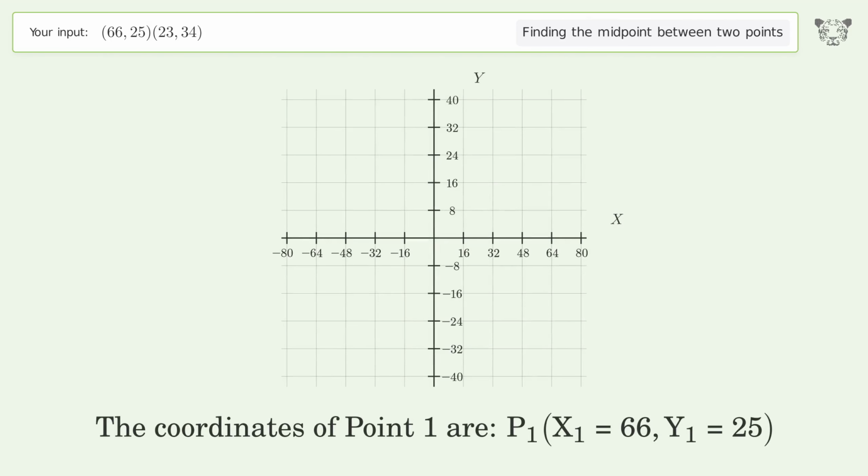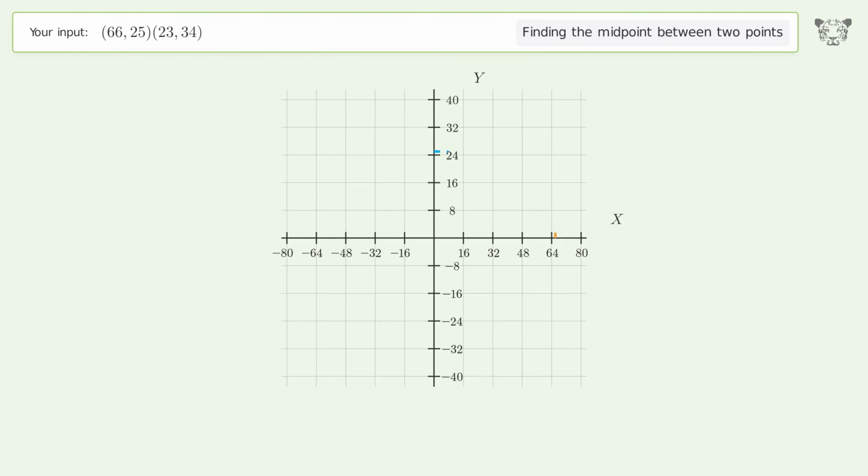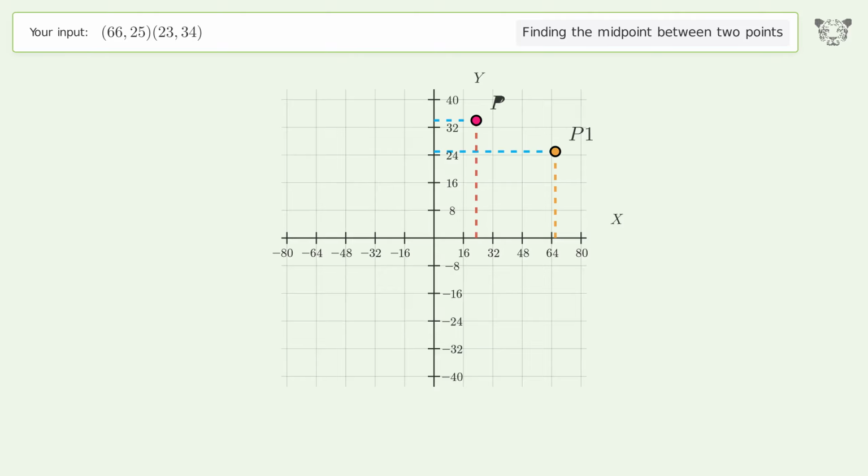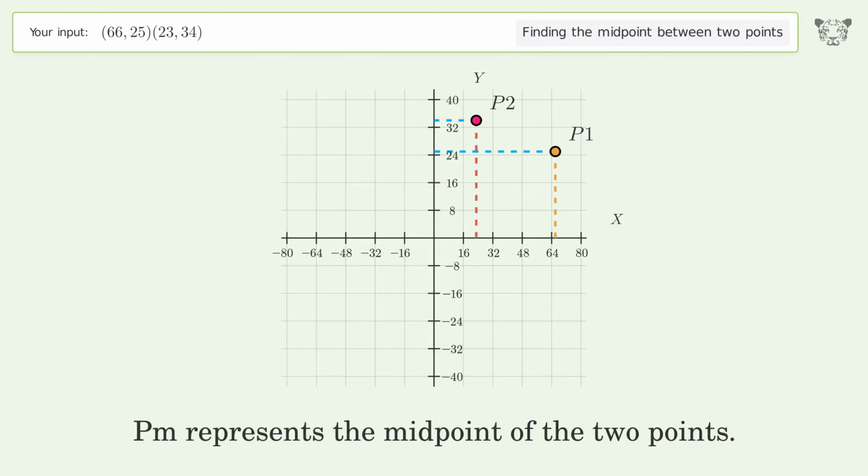The coordinates of point 1 are, x1 equals 66, y1 equals 25. The coordinates of point 2 are, x2 equals 23, y2 equals 34. PM represents the midpoint of the 2 points.